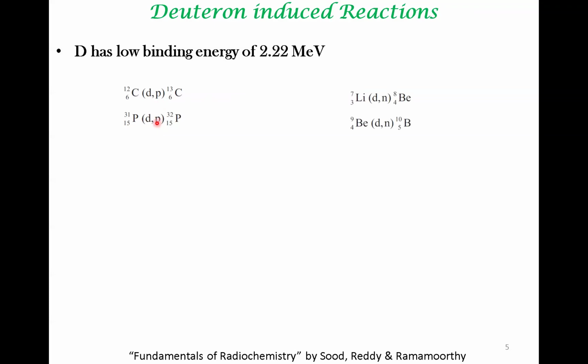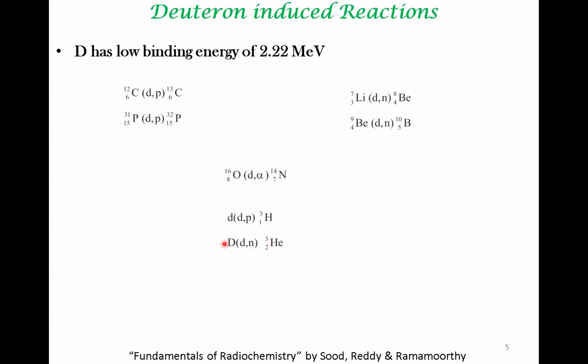Besides proton, you may have other emissions. For example, here in this system, neutron is emitted. In both these systems, neutron is the ejectile. You can also have other particles beyond neutron and proton. For example, in this, deuterium is the projectile. It is colliding with oxygen, and you form nitrogen, and you generate an alpha particle too.